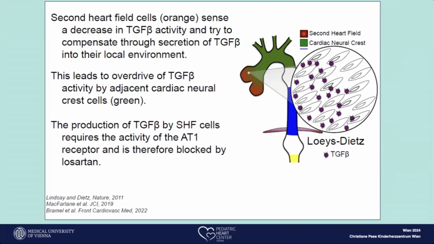Our aorta is not built from one embryological part. It's built up from different parts, and the ascending aorta is built from the cardiac neural crest cells and the aortic root from the second heart field.